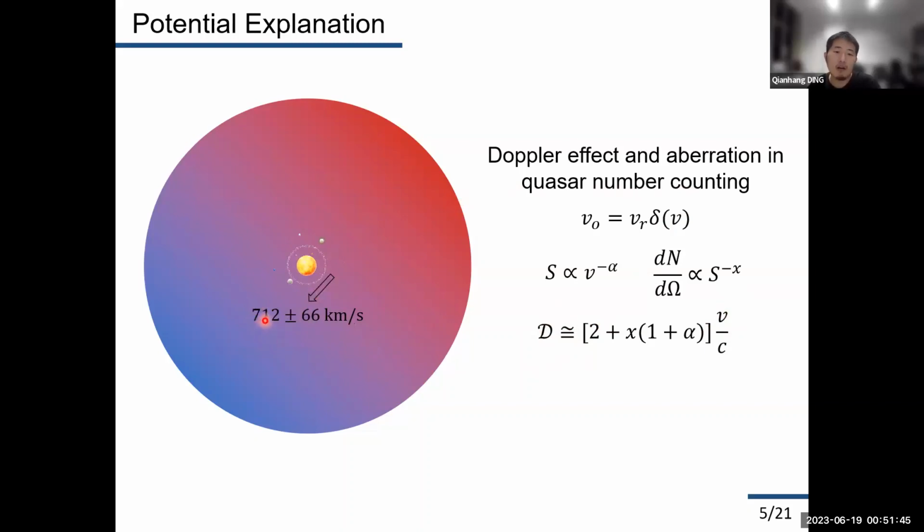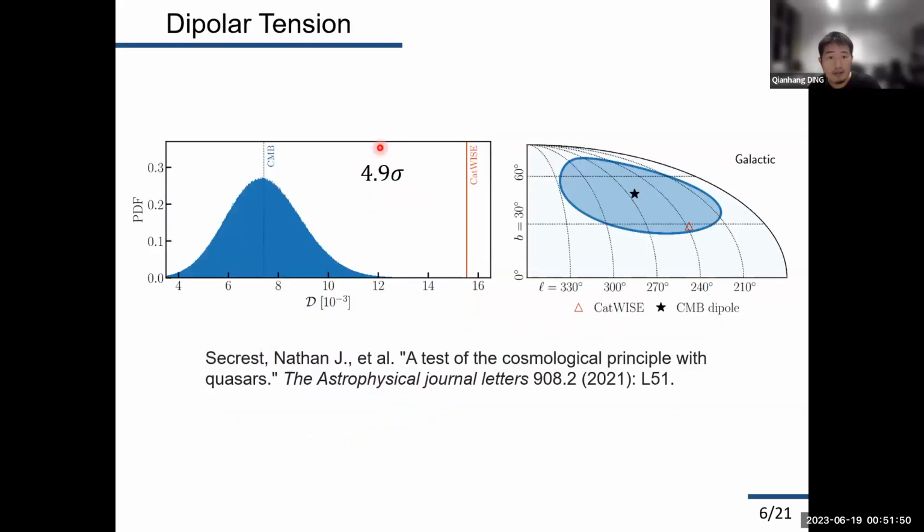Then we find that the obtained peculiar velocities are different. There is a 4.9 sigma difference between the CMB dipole and the quasar number dipole. And the difference in their direction is within 1 sigma, so it's fine. Therefore, we call such a 4.9 sigma inconsistency in their dipole amplitude the dipolar tension. This dipolar tension indicates that in our universe there exists some anisotropic structure.